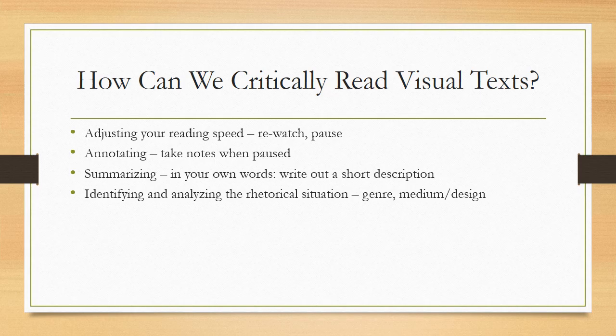So if you look at Captain America Civil War, that's a superhero film, action adventure, maybe some sci-fi. There's certain expectations audiences have, and they'll be disappointed if the film doesn't meet those expectations. So genre is very important with visual text. Obviously, medium and design is important there. It's important even in a written text, as we talked about last time, but obviously so much more so in a visual text.